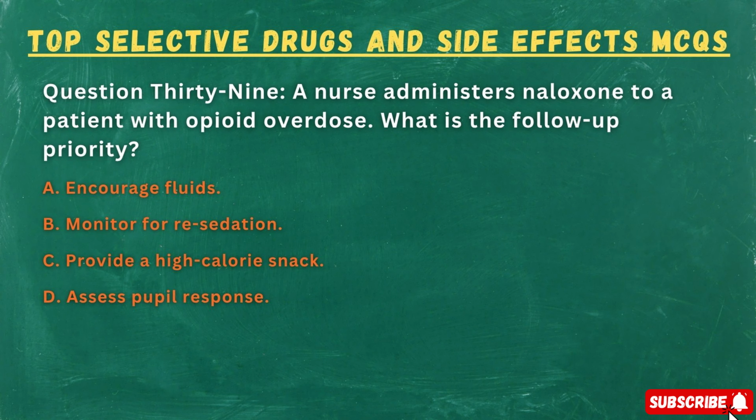Question 39. A nurse administers naloxone to a patient with opioid overdose. What is the follow-up priority? A. Encourage fluids. B. Monitor for resedation. C. Provide a high-calorie snack. D. Assess pupil response. Answer: B. Monitor for resedation.